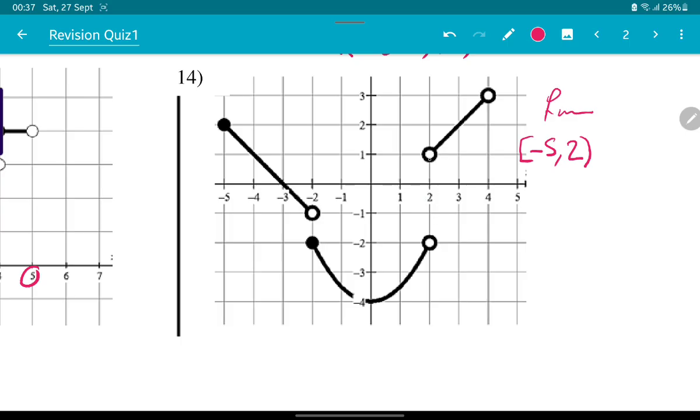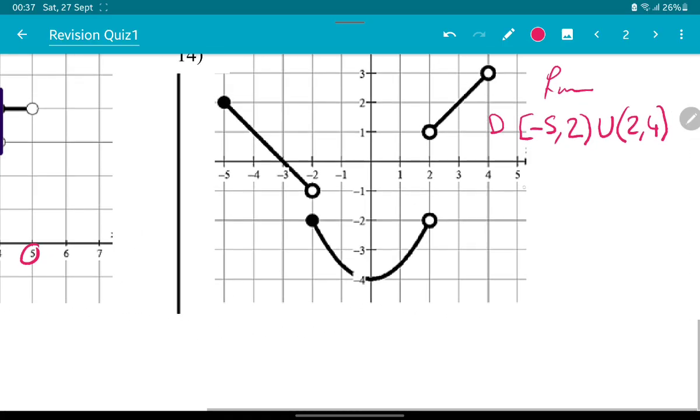We have a different part. Since we have a gap, we need to add a different part. We use union to add the second part from 2 to 4. This part has two unshaded values that are excluded, so we put parentheses. This is for the domain.